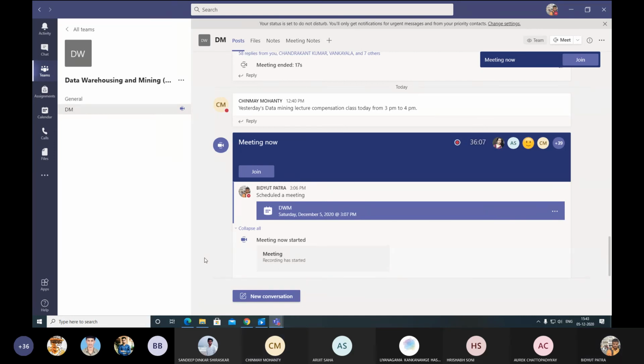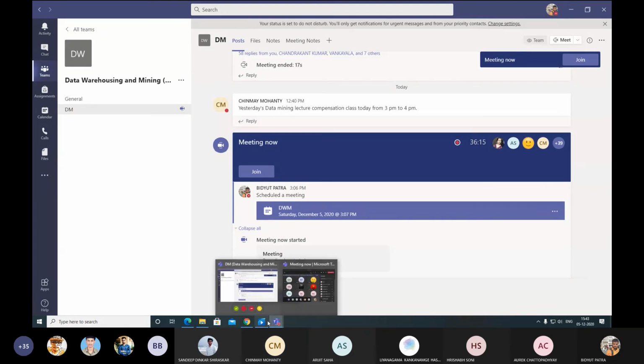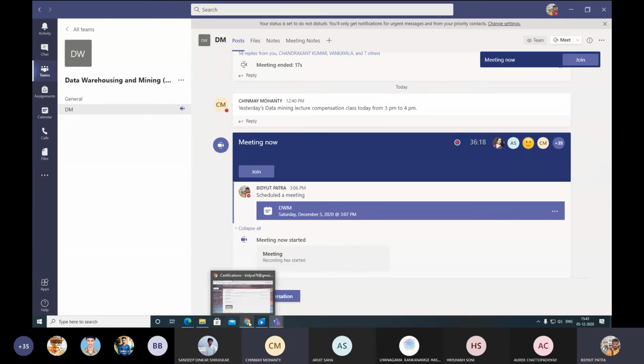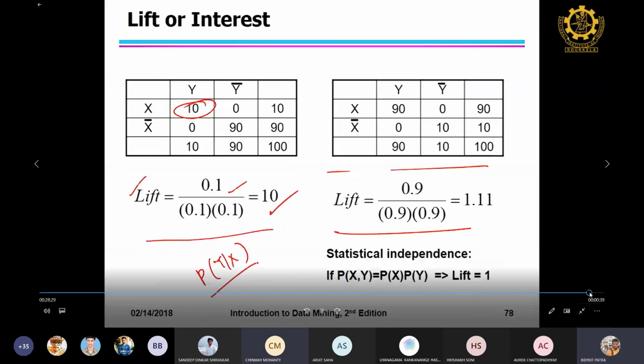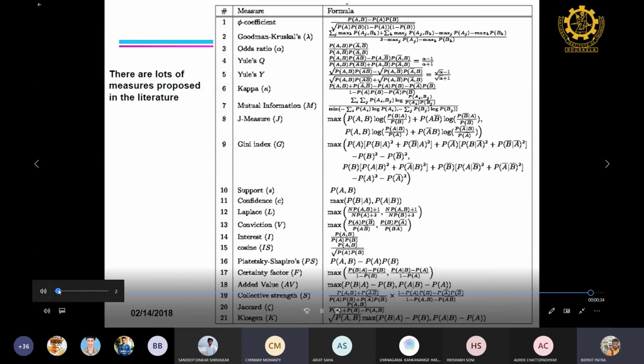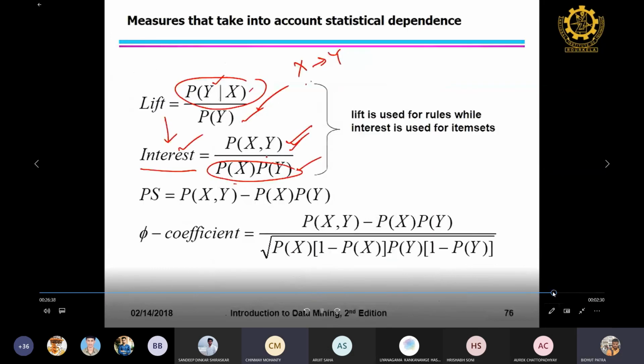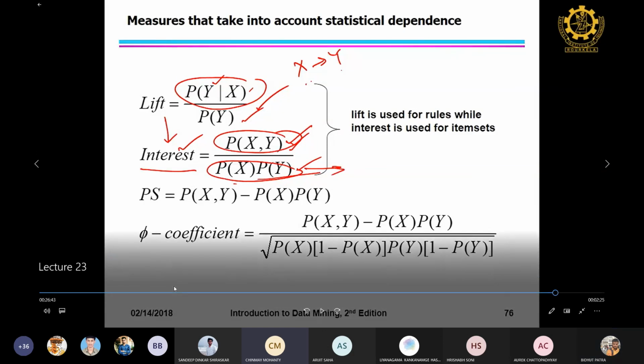Sir, in the video there was a point written PS equals probability of X comma Y minus probability of X into probability of Y. In the formulas for lift and interest, below that there was PS equals P(X,Y) minus P(X) into P(Y). What is the PS here? PS is another measure. I forgot the exact name. PS is another measure.